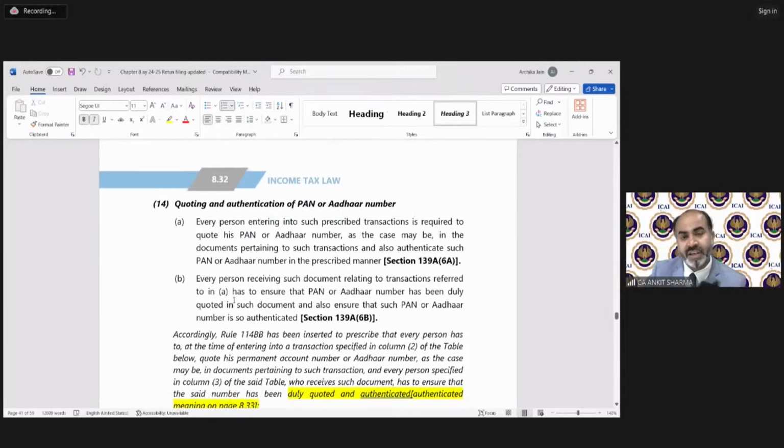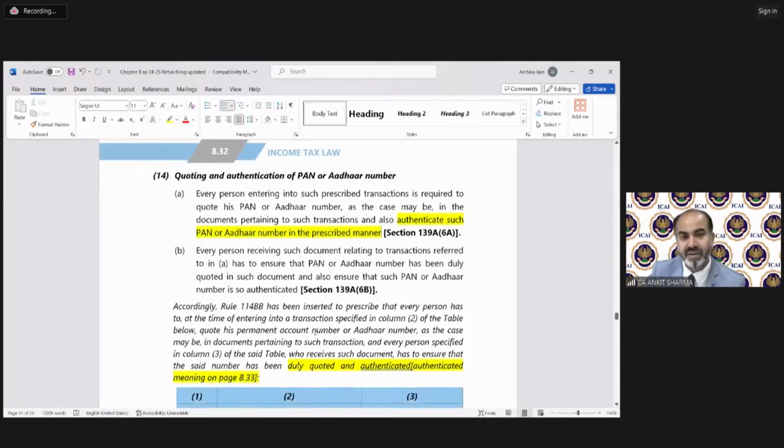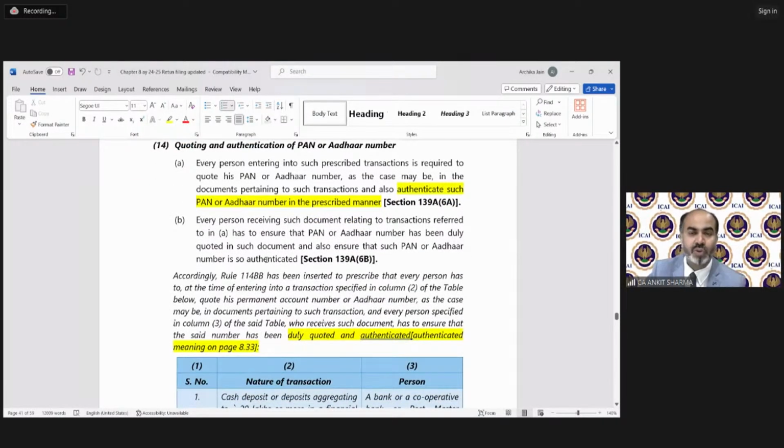Quoting and authentication of PAN or Aadhaar number. Every person entering into such prescribed transaction is required to quote his PAN or Aadhaar, as the case may be, in the documents pertaining to such transaction, and also authenticate such PAN or Aadhaar number in the prescribed manner. What is the meaning of authenticate? We will discuss this later. Every person receiving such documents relating to transactions referred to in A has to ensure that the PAN or Aadhaar number has been duly quoted in such document, and also ensure the PAN or Aadhaar number is so authenticated.